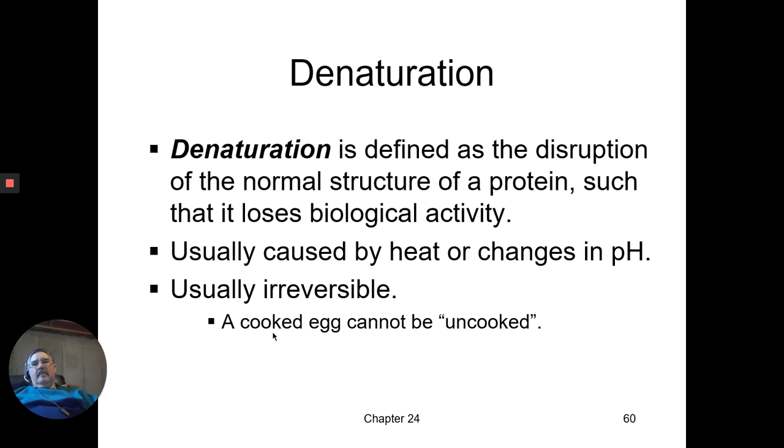Denaturation is often irreversible. For example, a cooked egg cannot be uncooked. Okay, what's happening here is you have globular soluble proteins, which when you heat them, okay, the 3-dimensional structure unfolds, and then you end up with some hydrophobic groups on the outside.